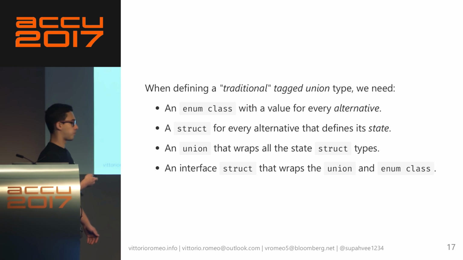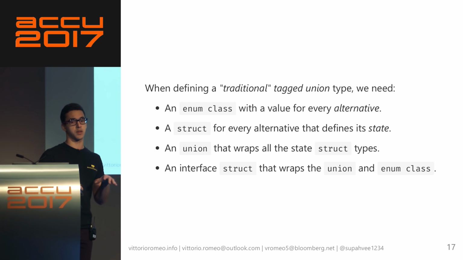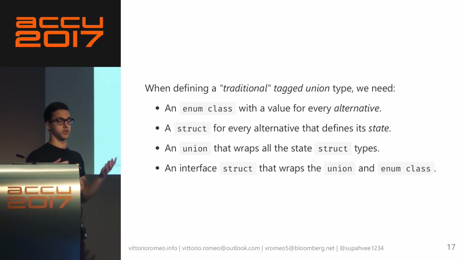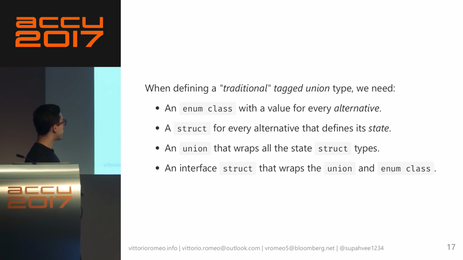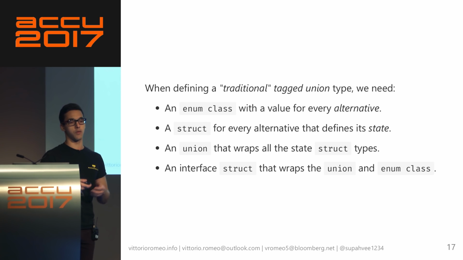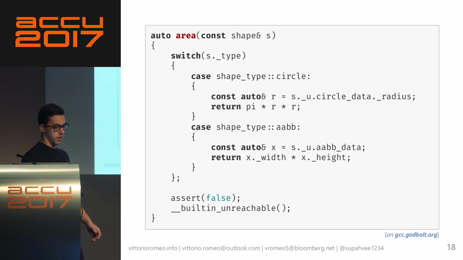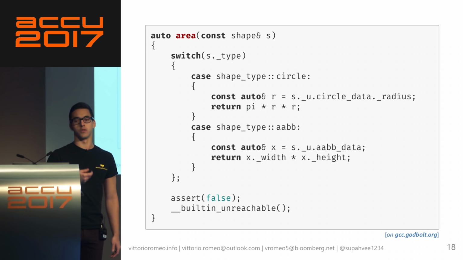As a recap, we need an enum class with a value for every alternative, and by alternative I mean the subtypes that can be modeled by this variant, by this union, and a struct for every alternative that defines its state. So in this case, the radius, or the width and height in terms of the box. And a union that wraps all the state struct types, because we need to reuse memory only for the currently active one. And an interface struct that wraps everything in order to avoid potential mistakes. And that was just the definition of the type.